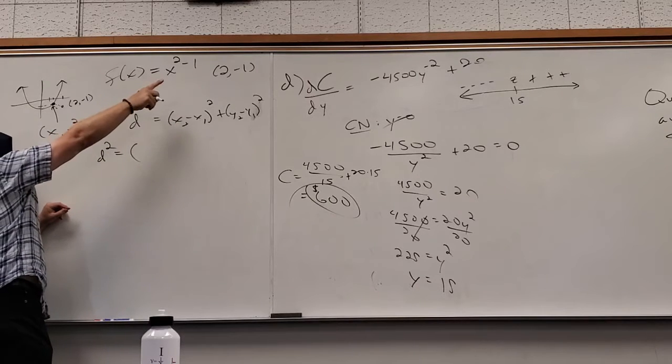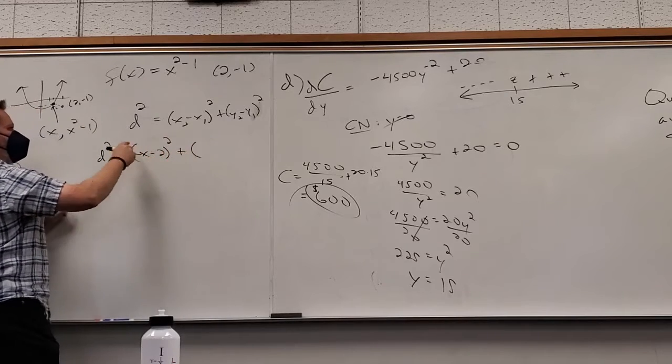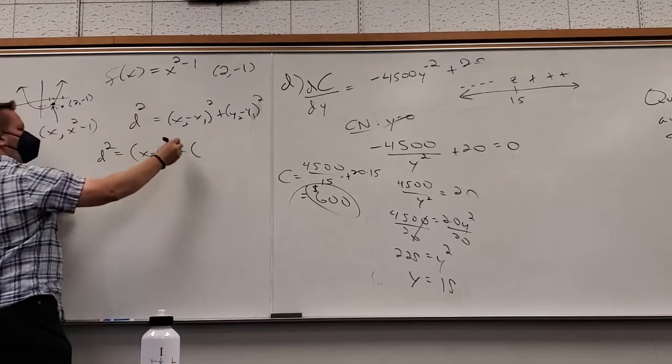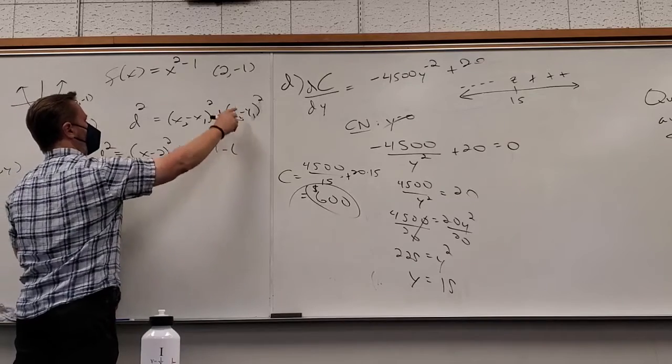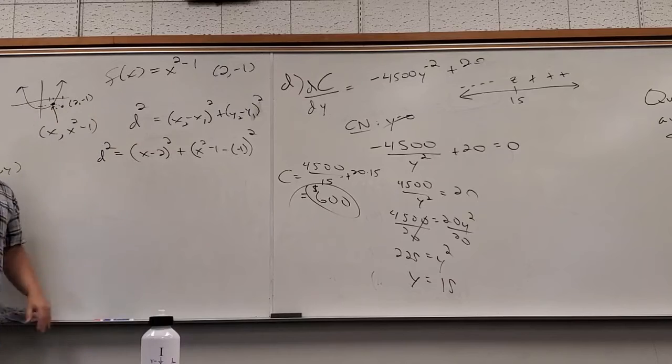x minus 2 plus x squared minus 1 minus negative 1 squared. There are a few problems in the homework that involve something like this. Right? It's also called the closest approach. If I see a comet coming, what am I really curious about? It's headed towards Earth. What am I curious about? How close will it get?